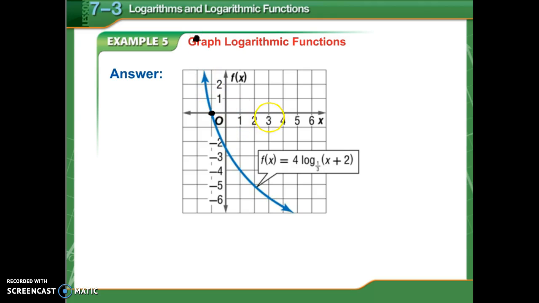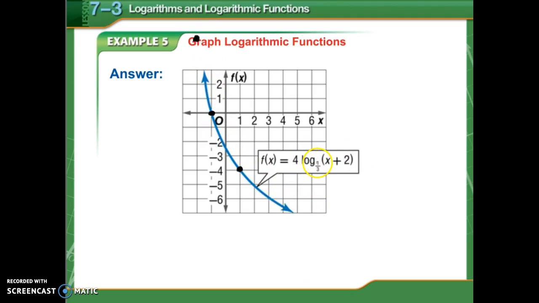We would have had a point at 3, comma -1, but we're shifted left 2, so I'm going left 2, and then multiplied by 4. My y value here is -1. If I multiply -1 by 4, I get -4. That gives me this point down here. Connecting this point and this point, we form this blue line.